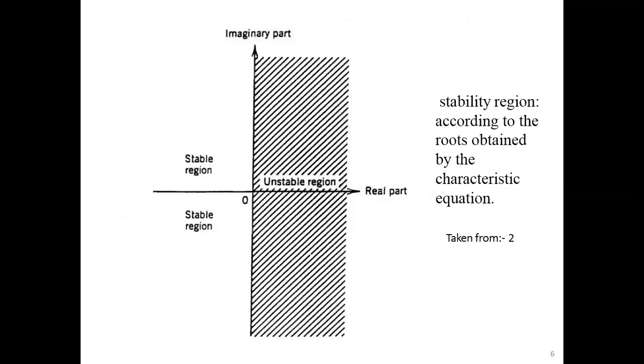Now the best example to understand stable and unstable graph-wise: you can see the real part on the x-axis, where the positive side is your unstable region, and on the y-axis you have the imaginary part. On the negative side you have the stable region. So both sides of the imaginary axis on the negative side are the stable region, and this side is the unstable region. The stability region is according to the roots obtained from the characteristic equation. So this is the unstable region and this is your stable region.